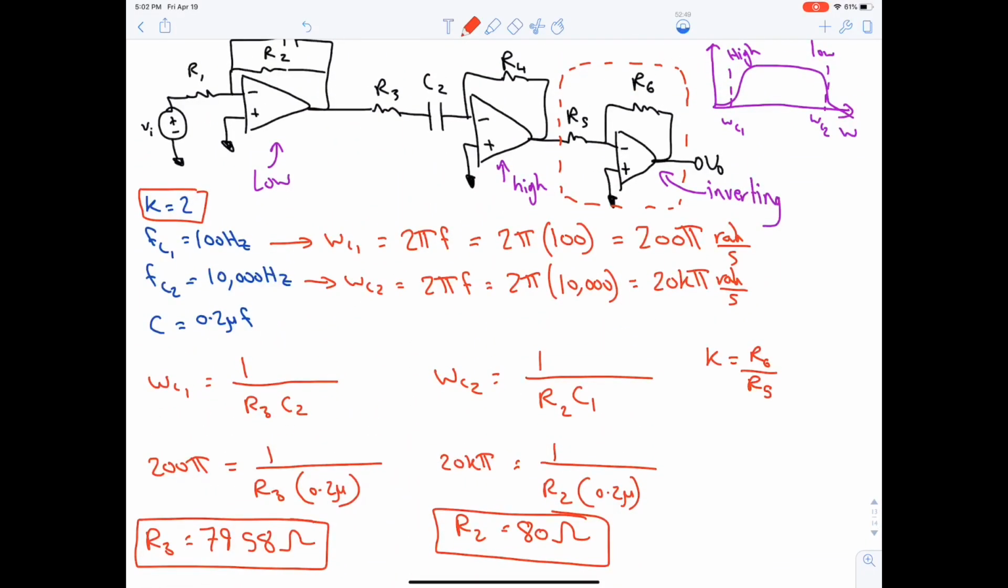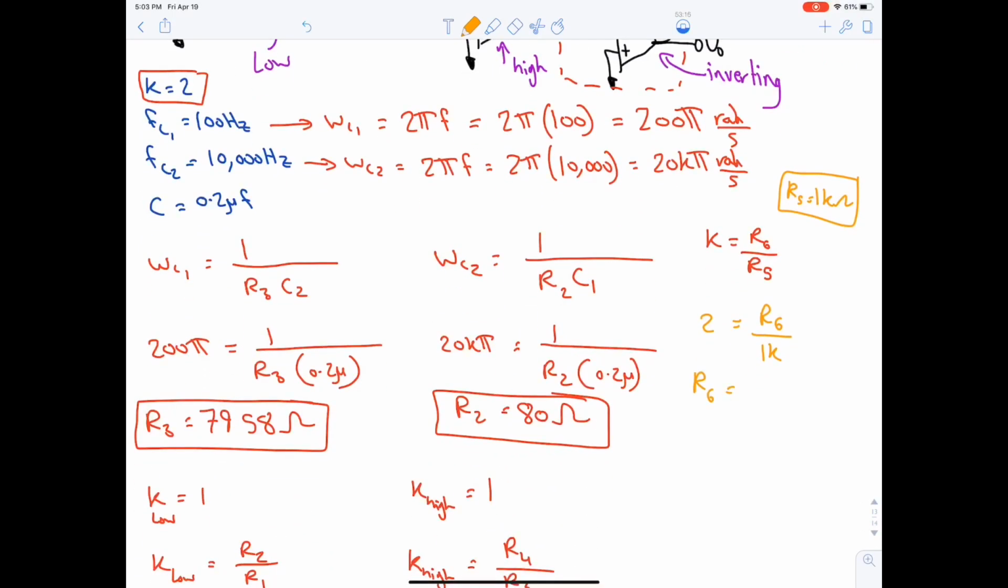In order to find R6, we need first to know R5. Let's assume that R5 is equal to 1 kilo ohm. Okay, we are designing this so we can assume R5. A good assumption is that R5 is 1 kilo. Okay, so K is 2, R6 is unknown, R5 is 1 kilo. So this will result in R6 equal to 2 kilo ohm. Okay, we're done with this question.